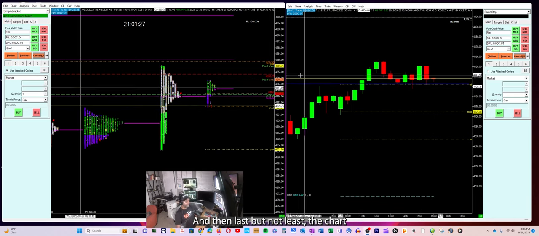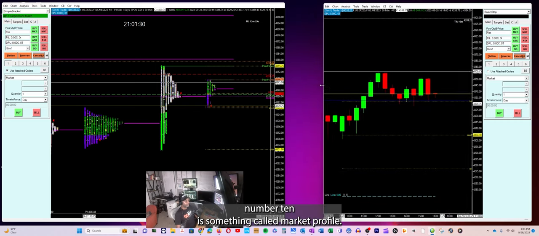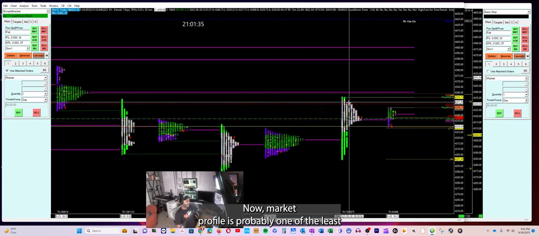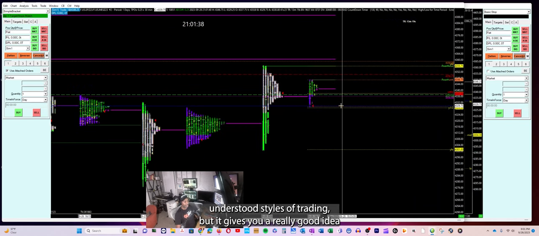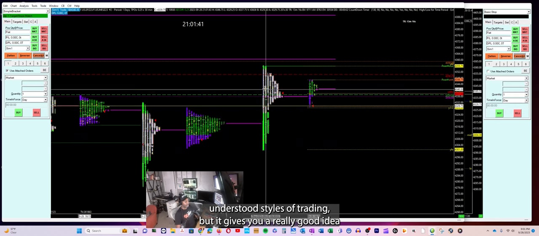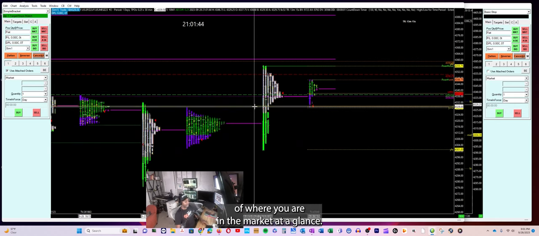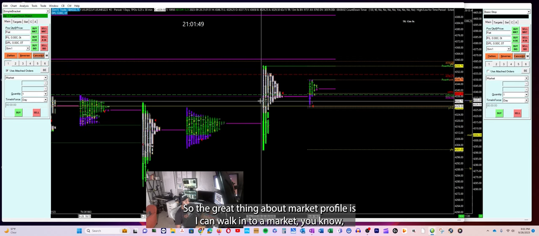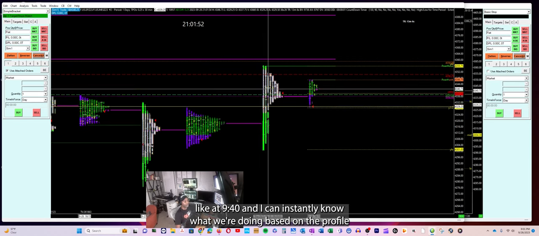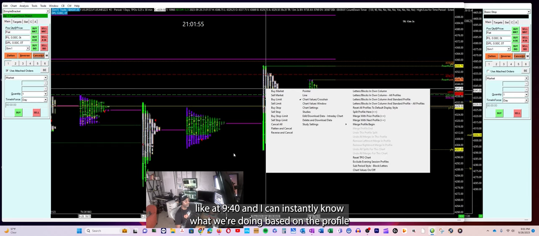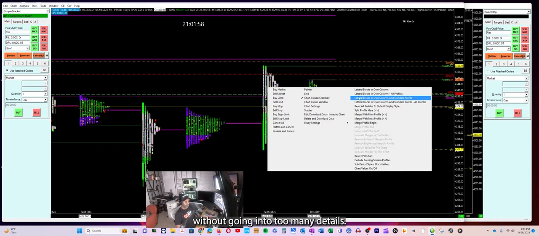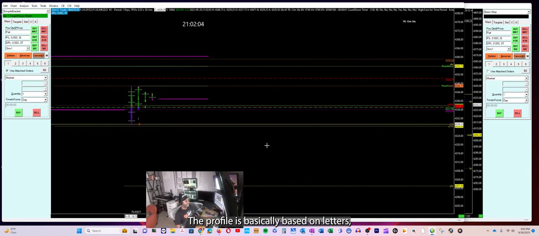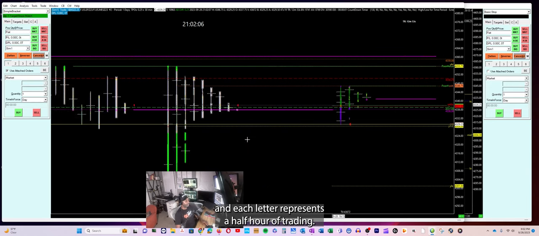And then last but not least, the chart number 10 is something called market profile. Now, market profile is probably one of the least understood styles of trading, but it gives you a really good idea of where you are in the market at a glance. The great thing about market profile is I can walk into a market at 9:40 and instantly know what we're doing based on the profile. Without going into too many details, the profile is basically based on letters, and each letter represents a half hour of trading.